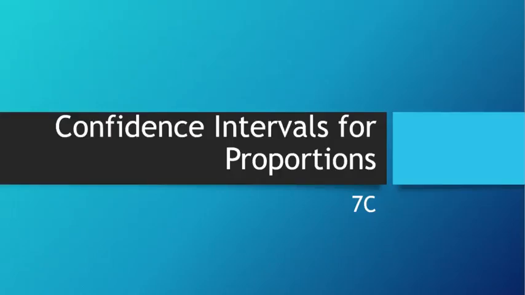7C, we're going to do confidence intervals for proportions. So instead of wanting to know the average number of something, we want to know the percentage of people or things that fit a certain category.